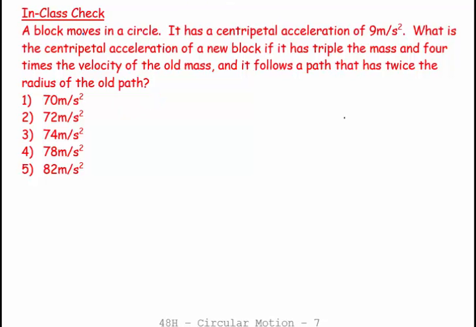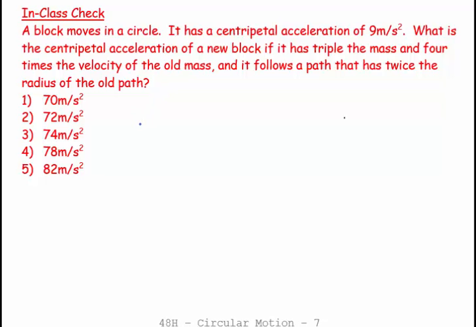So this question says a block moves in a circle. It has a centripetal acceleration of 9 meters per second squared. What is the centripetal acceleration of a new block if it has triple the mass and 4 times the velocity of the old mass, and it follows a path that has twice the radius of the old path?